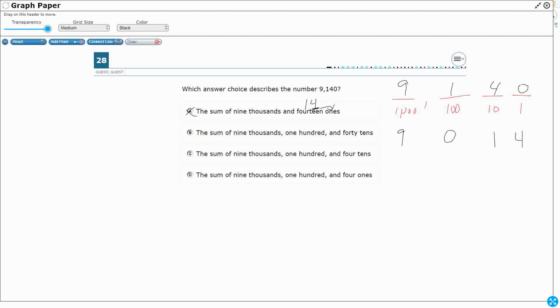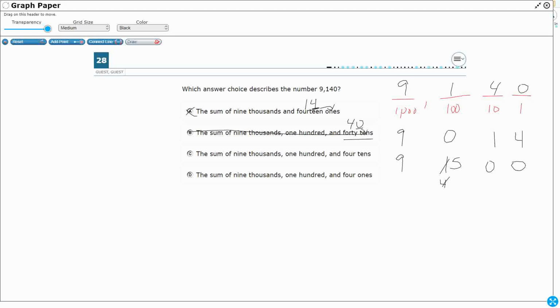So it's not A. Next, the sum of 9,000, 100, and then 40 tens. Well, it's the same thing. 40 tens, I need to put that last digit in the place that's named. So then I end up putting a 4 right there. So 40 tens is the same as 400. So really, put that with my 100, ends up being 9,500. So I have to add the 100 they gave me and the 40 tens, which is really 400, together. So that's not going to work.